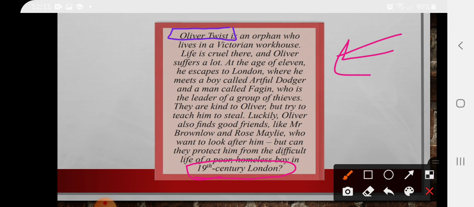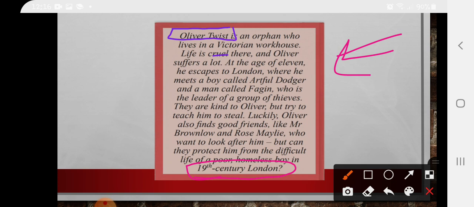So, the novel talks about Oliver Twist, who is an orphan who lives in a Victorian workhouse. Life is cruel there. And Oliver, what's the meaning of cruel? We have mentioned that before. Cruel, which means what? Very bad. Harsh. And Oliver suffers a lot. At the age of 11, he escapes to London.